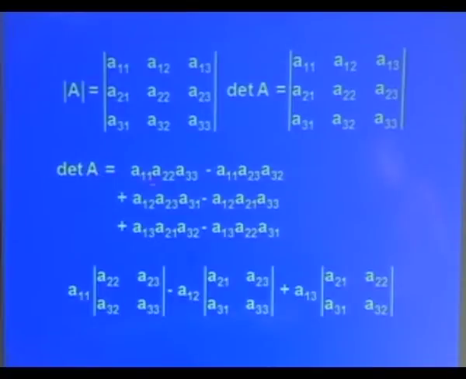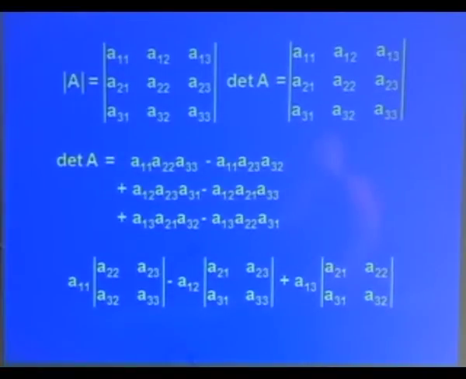Now, if we consider these two terms, then one can very easily see that A11 is common to these two terms, and what remains is A22 A33 minus A23 A32, and this can be written in the form of a determinant. Similarly, A12 can be taken out from these two terms, and A13 can be taken out from these two terms, and then determinant A can be written in this particular form.